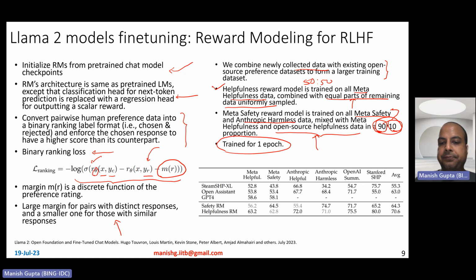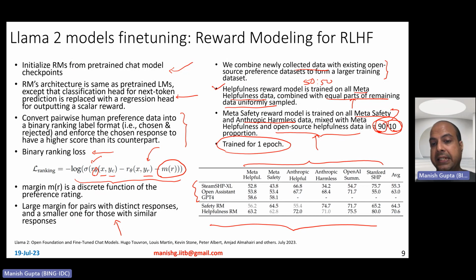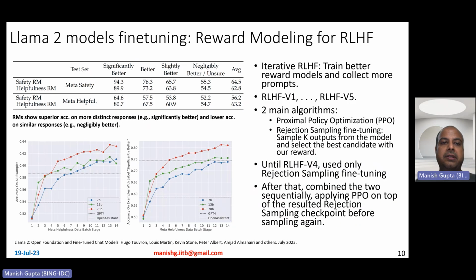Here are the results based on these reward models. If you look at how accurate these reward models are, you can compare them with three baselines: GPT-4, Open Assistant, and the SteamSHP-XL model. You compare the reward model scores against the test sets of these various data sets, and you observe that the reward models have been trained really nicely because they are better across all data sets compared to the baselines. So that's about training reward models.